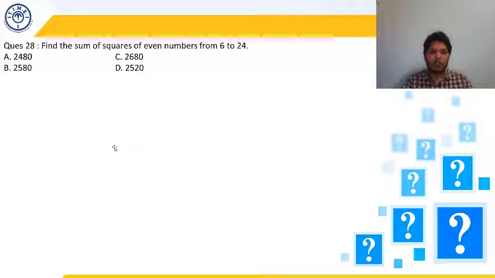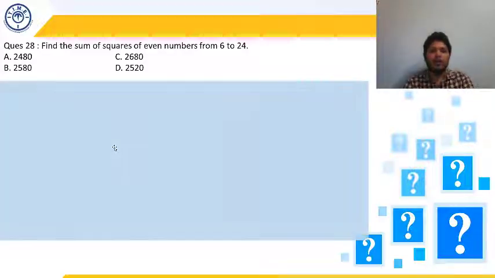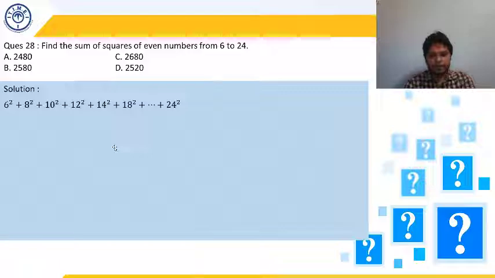Okay, so what has been asked in this question? Find the sum of squares of even numbers from 6 to 24. So what you need to find out is the sum of the squares of even numbers starting from 6 going up till 24. So 6 square, 8 square, 10 square, 12 square, and so on, all of them you need to find out. So how can we do that? We need to find 6 square plus 8 square plus 10 square plus 12 square and so on up till 24 square.